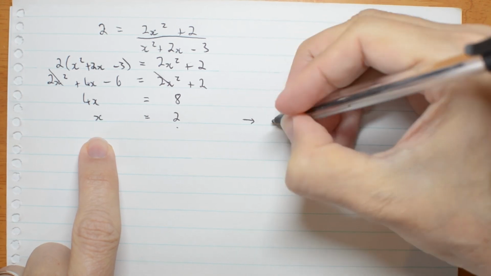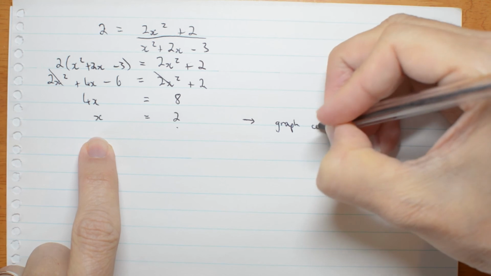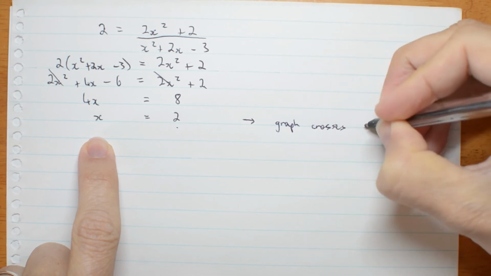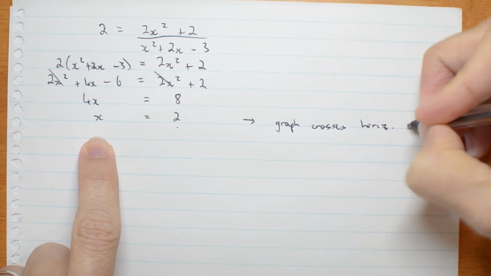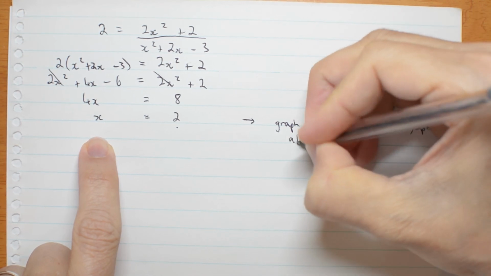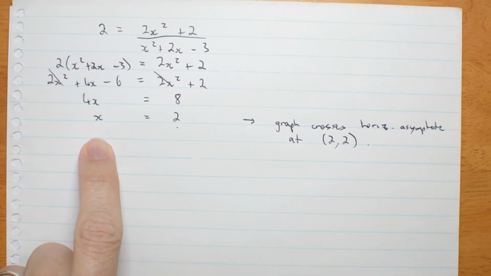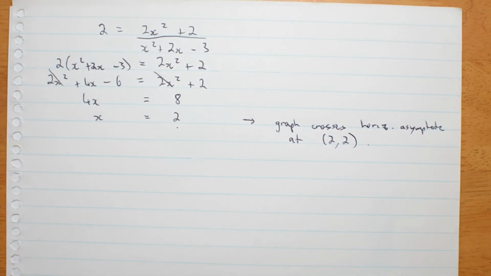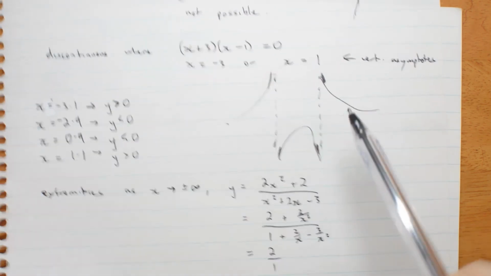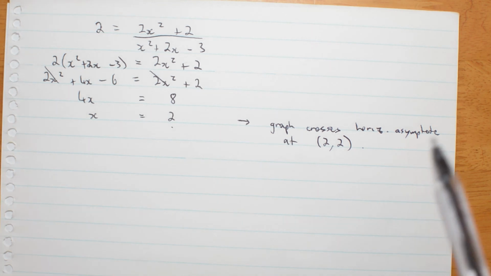So the graph crosses the horizontal asymptote at 2, 2. And that's going to help us turn our basic idea of the graph into a neat graph carefully. Let's try sketching it.